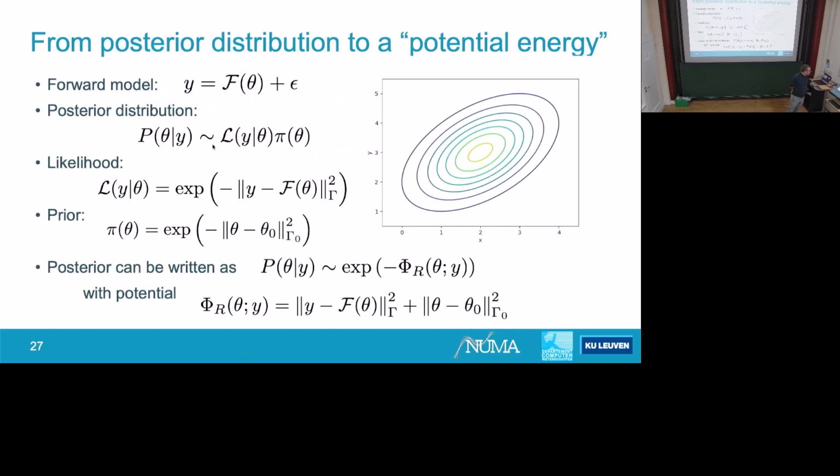The idea is to look at the posterior distribution as a potential energy. So as I said before, we have a forward model that takes parameters as input, adds some noise, and this gives you your data. Your posterior distribution is proportional to likelihood times prior. If your likelihood is a normal distribution, meaning that you have normally distributed noise with mean 0, and your prior is also normally distributed, then you can write it as the exponential of minus some quadratic potential, that you can sample from. This is classical.